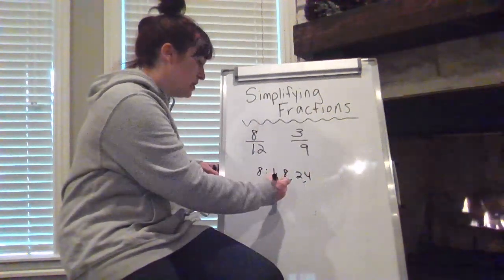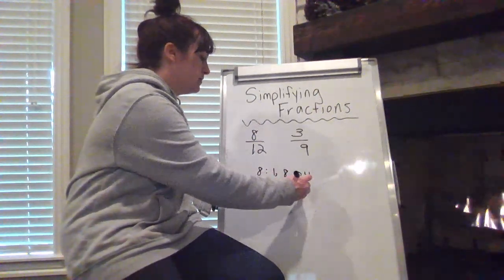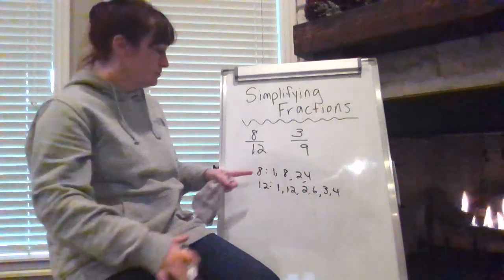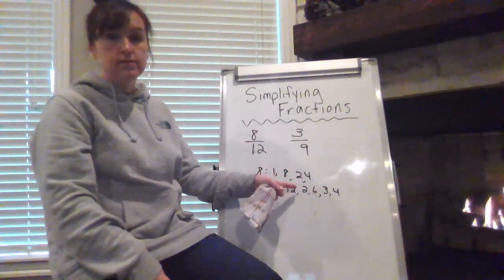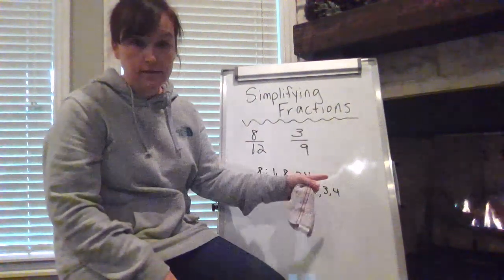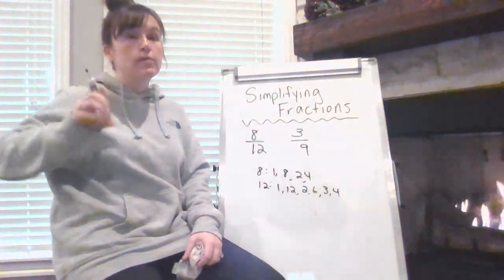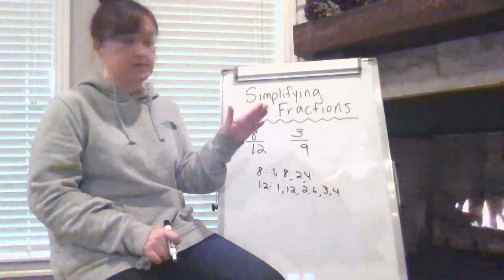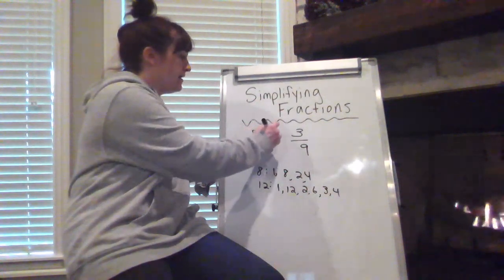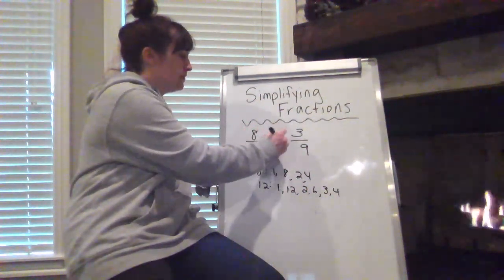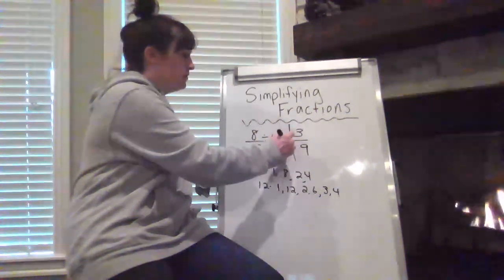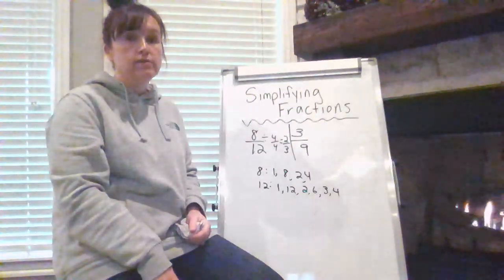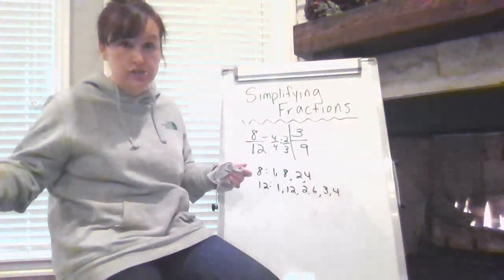Okay, if we do our factors of 8 and 12, we get 1 and 8, 2 and 4. Our 12 factors are 1 and 12, 2 and 6, and 3 and 4. Okay, on this one, we have 2 in common, but we also have 4 in common. Now, the bigger the number we divide by, the smaller our answer is going to be. And I always want small numbers if possible. So we're going to divide by 4/4, and we get 2/3.